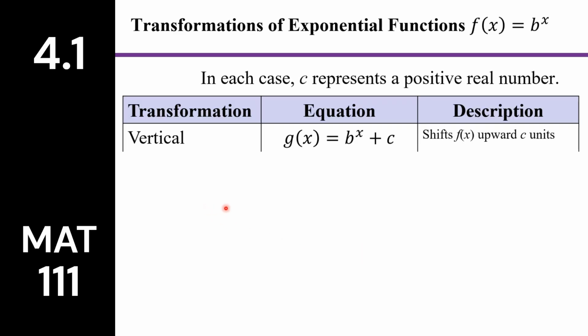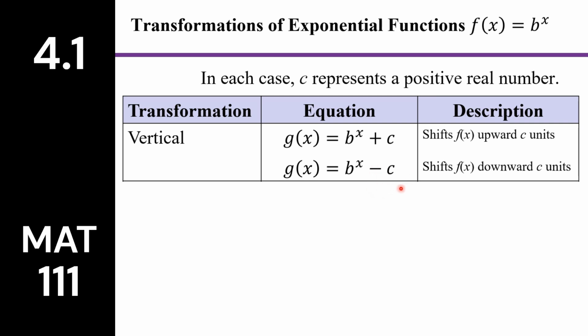Next, we're going to look at some transformations. So if we take our basic graph of b to the x, we can slide it around in various ways. So let's take a look. The vertical transformation occurs if we add a constant c to our b to the x, then it's going to move it upwards c units. If we subtract a constant from our function, then it'll be a vertical shift downward c units.